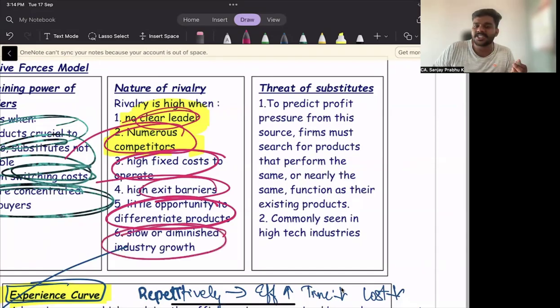Then slow or diminished industry growth. When new customers are not entering this industry, when the industry is facing slow growth, when new customers are not entering, then again the rivalry will be very high.